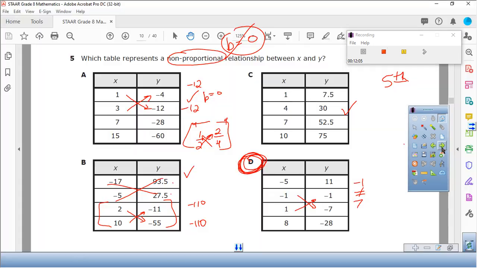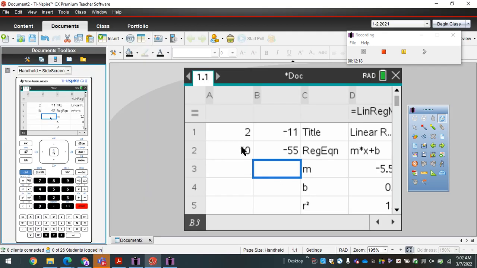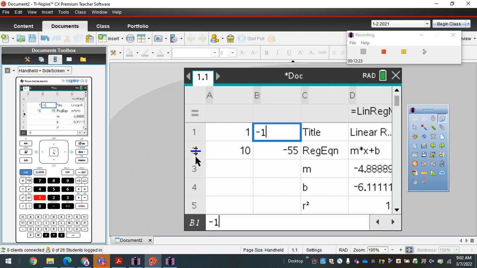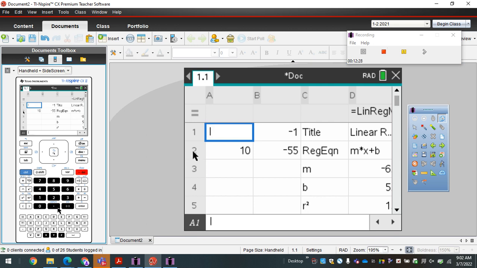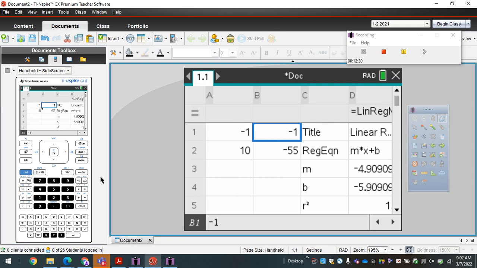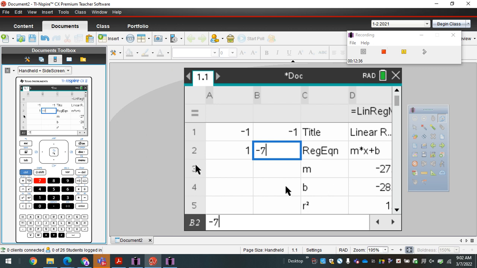The right answer, remember, is this one down here. So which ones would I input? Honestly, I would input these. You know why? Small, easy. Less numbers to input. So 1, -1 and -1, and then 1, -7. So 1, -1, -1, -1, and then what? 1? 1 and -7. So that one's already entered.